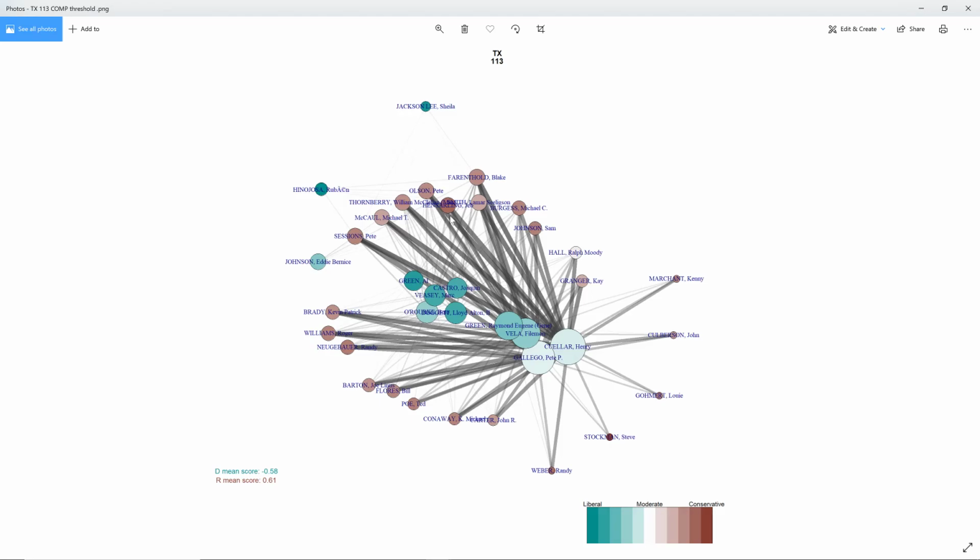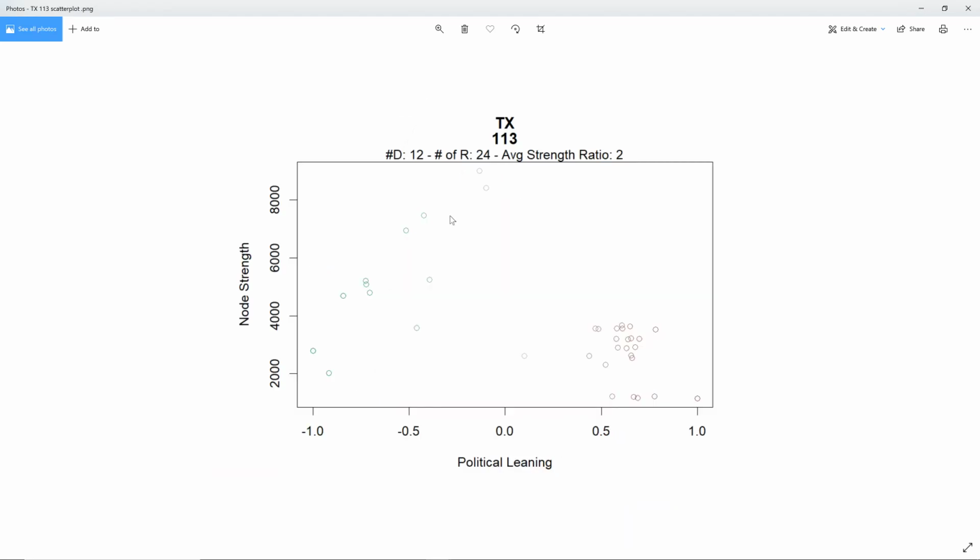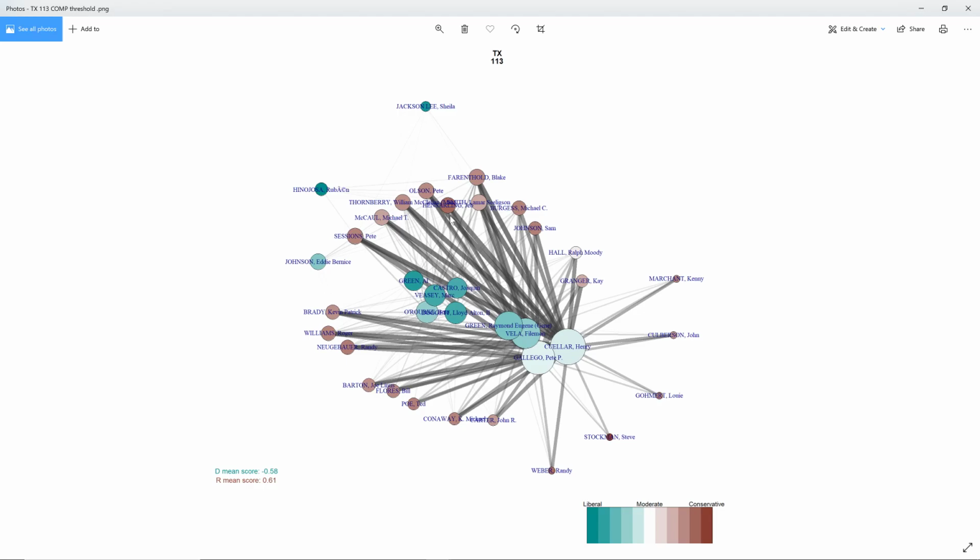And getting to Texas. So in Texas, we see a Republican-leaning state. They have twice as many Republicans as Democrats. And so Democrats are the minority party. We see that they're the largest nodes. The darkest blues tend to be smaller dots. The lighter blues are the bigger ones.